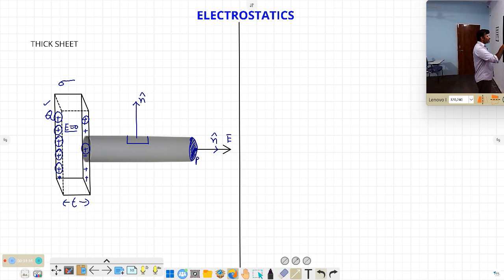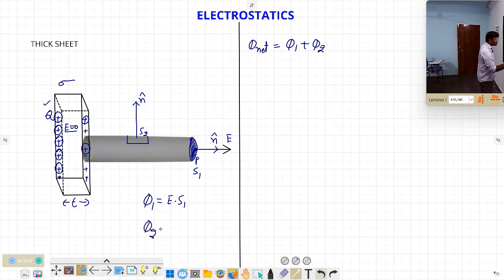So now we have two surface areas. One I am calling S1 surface area, the second one is called S2 surface area. Due to this we have a flux. The total flux, that is the net flux, is due to the two surface areas, phi 1 and phi 2. What is the phi 1 value? According to the basic formula, phi1 is equal to E into S1. Similarly, the flux due to the second surface area, phi2, is equal to E into S2.